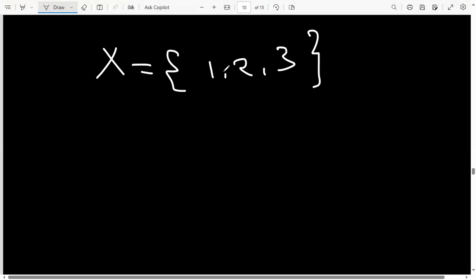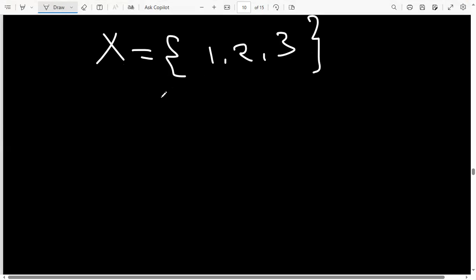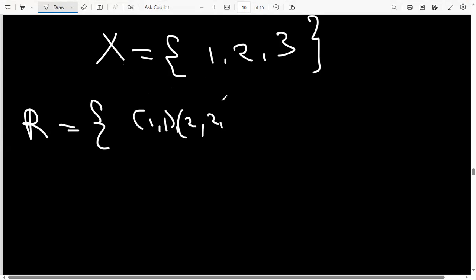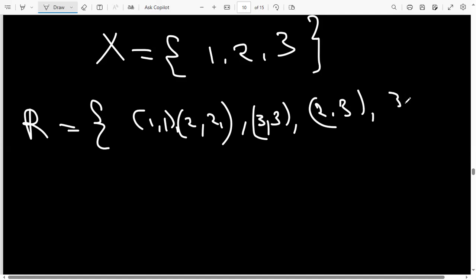Okay, and then let's make an equivalence relation from this set here. So we can say my R, let me take my R as (1, 1), (2, 2), (3, 3), and then I have (2, 3) and then (3, 2). So this relation here is an equivalence relation. You can check it, but I've already checked it. It obeys all the three properties.